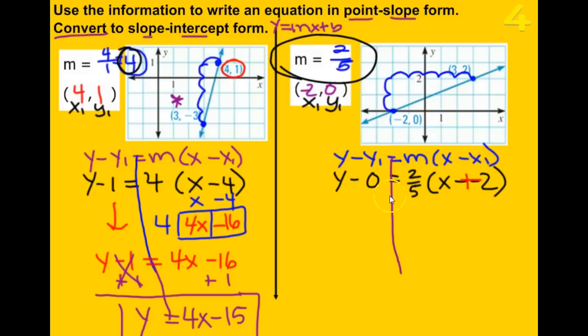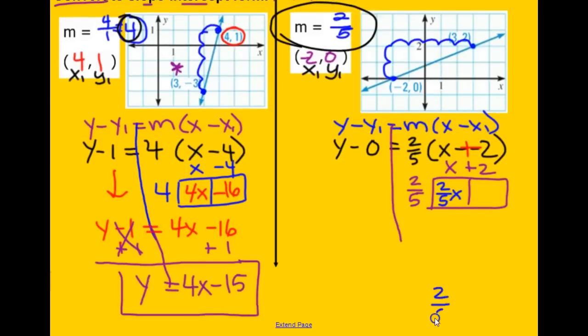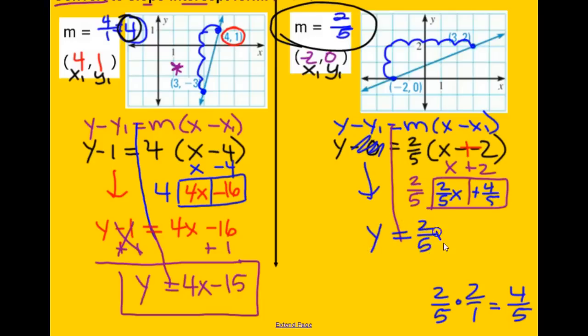So let's distribute like we've been doing. We have 2/5, and out front here on top we have x plus 2. So if I multiply 2/5 times x, it's still the same, 2/5 x. 2/5 times 2, though, might be a little bit more tricky. 2 is really 2 over 1. So if I multiply that, 2 times 2 is 4. 5 times 1 is still 5. So we have 4/5. And over here, y minus nothing is just y. So I have y equals 2/5 x plus 4/5.